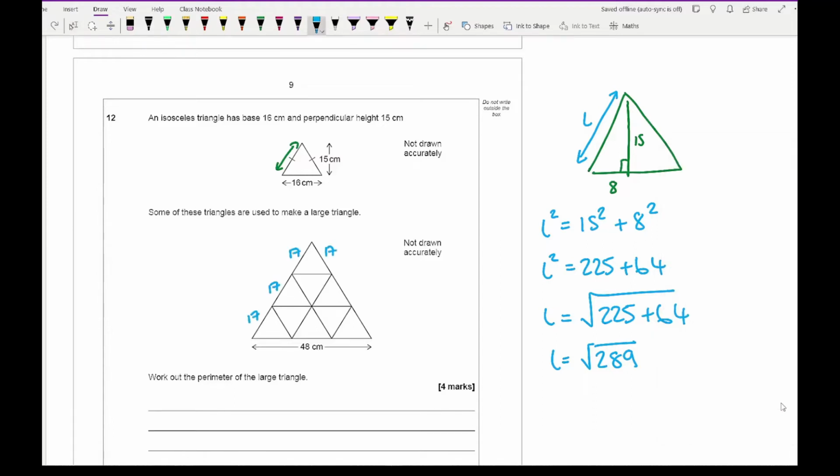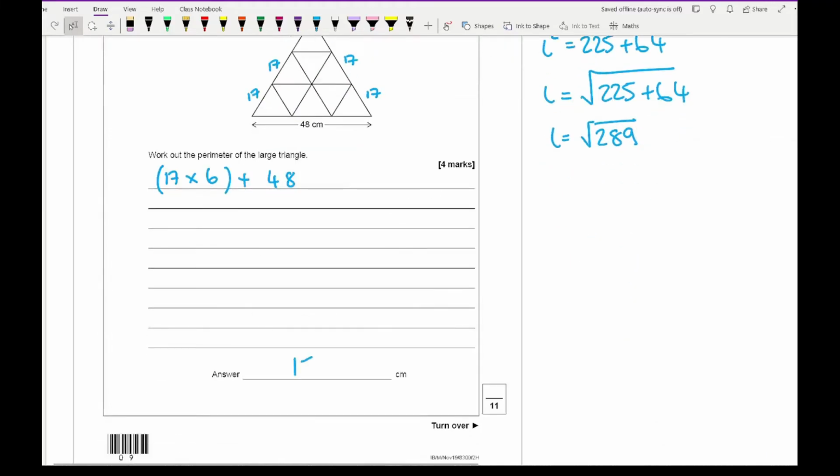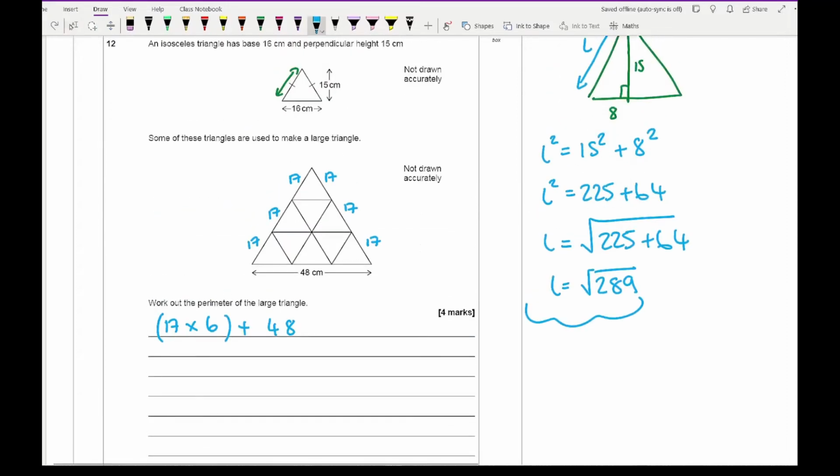So if I just mark that up on there, and this length here we know is going to be 48. So I've got 17 times 6, and then I'm going to add that to 48. Typing this into my calculator, 17 times 6 plus 48, it gives me an answer of 150. Now, I could add all of this working out there, but I've just done it so that it fits on the screen.